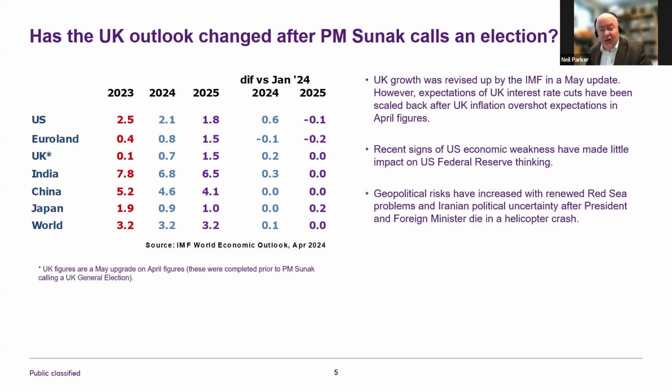You've seen an improvement in the outlook for the US, an improvement in the outlook for other economies, India, for example, and a slight upgrade to 2024 for global growth since January. The UK is still a marginal outlier. It's still towards the bottom end of the pack, but it's much closer now to Euroland and Japan in terms of rates of economic growth for 2024.